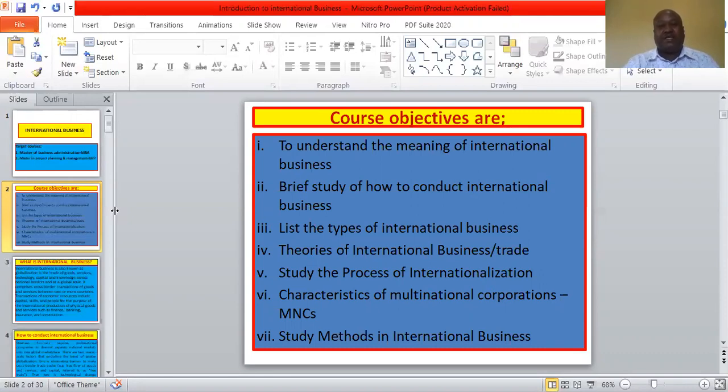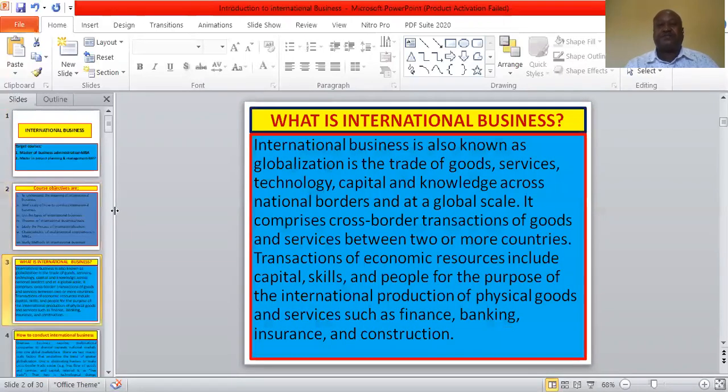Five, study the process of internationalization. Six, we shall study characteristics of international corporations. Seven, we shall study methods in international business. Let's first understand the meaning of international business.